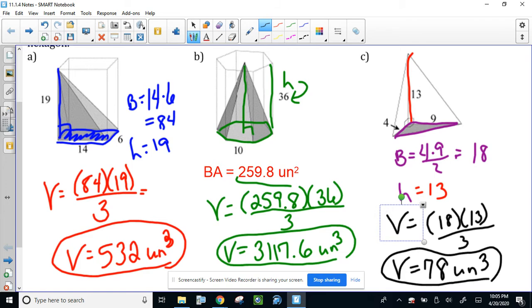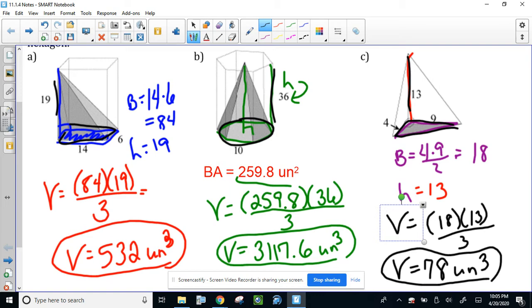And we can see, looking at these numbers, our values, especially for our base, were so much smaller on part C. It's only a triangle, whereas here we had a hexagon, here we had a rectangle. So the base has a smaller area, which is why our answer is so much smaller. And also our height was smaller compared to the other two. So that's why that works out like that.